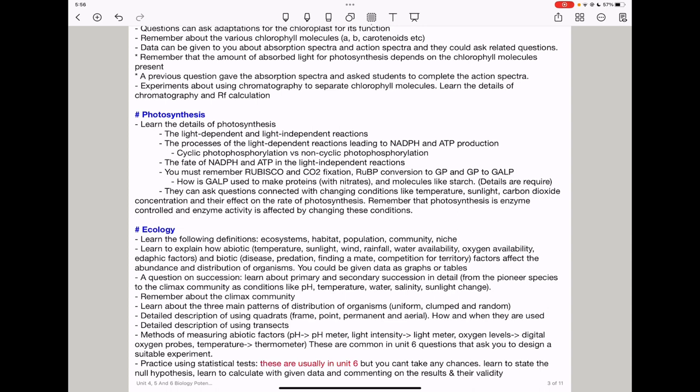About the statistical tests, these are rare in Unit 4. However, I recommend you do not leave any stone unturned. Please revisit every part. I know this is common in Unit 6, but do not take any chances. Learn to state the null hypothesis and to calculate using these equations, the statistical tests. You need to learn to comment on the validity of the data using error bars or any calculations that you have carried out. I recommend you do that.